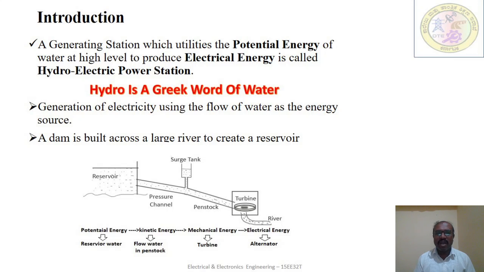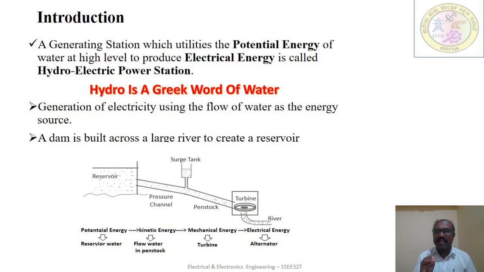A dam is built across a large river to create a reservoir. You can see in the diagram the reservoir. The water is stored in the reservoir as potential energy. From the pressure channel through the penstock up to the turbine, the water will flow. The flow of water gains kinetic energy in the penstock. When it is fed to a turbine, the kinetic energy is converted into mechanical energy because the turbine blade will rotate.